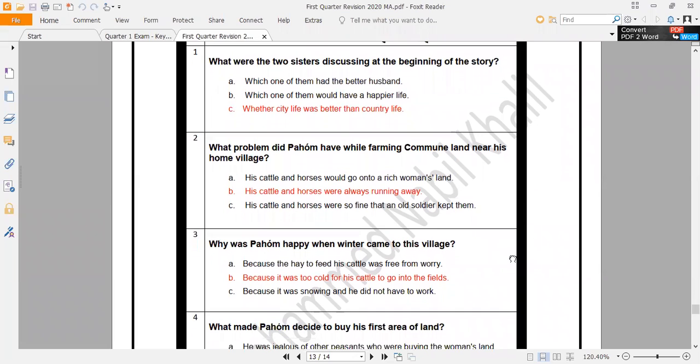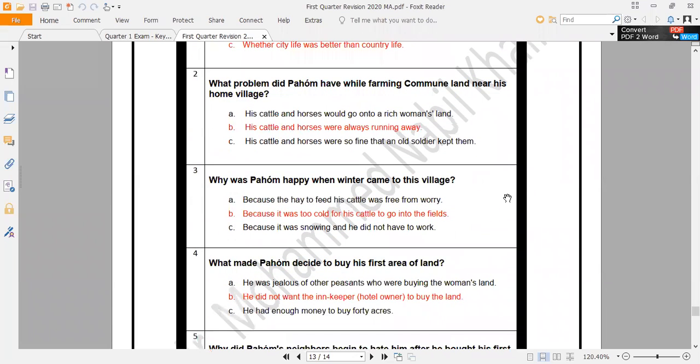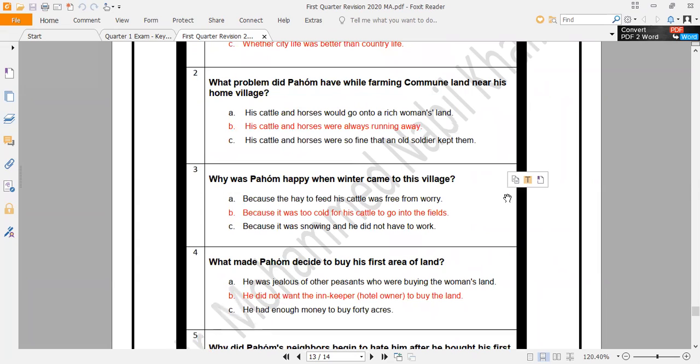Number three, why was Pahom happy when winter came to this village? Because it was too cold for his cattle to go into the fields. When winter came, he knew that the cattle would prefer to stay inside because it was warmer, of course. So he knew that the cattle wouldn't go into the field and run away, so he wouldn't have a problem.